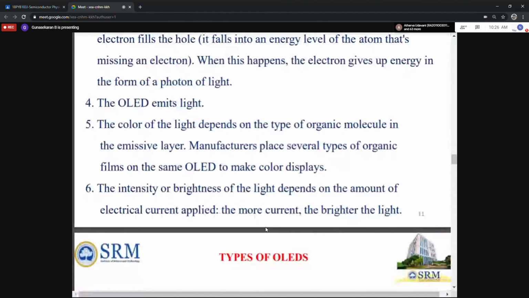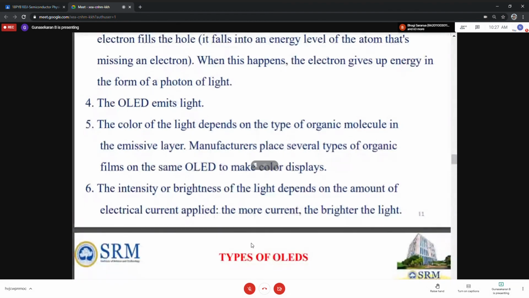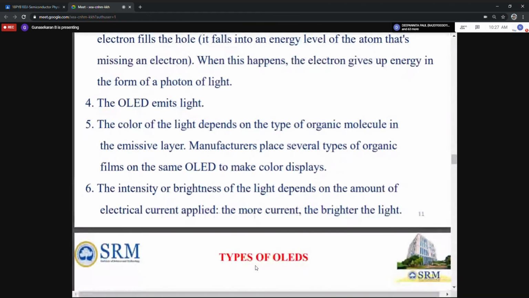Then you ask a question: sir, that is okay, but how do I get the different colors? That purely depends upon the molecules I take into where? The MC layer. So I take different types of organic molecules, different types of organic layers, each layer having different electrons. When the electrons combine with holes, each layer emits a different color. So that is the basic working concept of the organic light emitting diode.